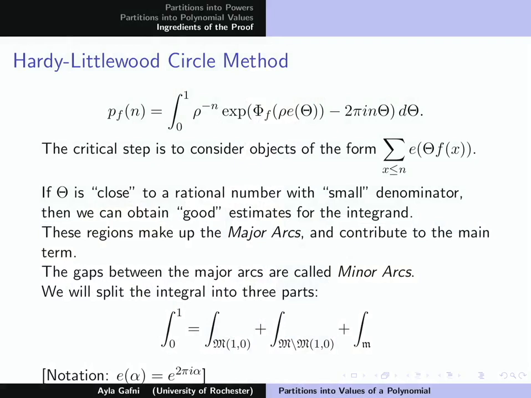But my entire main term of my asymptotic formula is coming from just this major arc at the origin. And so just really close to 0, or really close to 1, I guess, depending on whether you're thinking of it as a circle or an interval, is where I'm concentrating most of my efforts. And so let's look a little bit at what happens right at the origin.